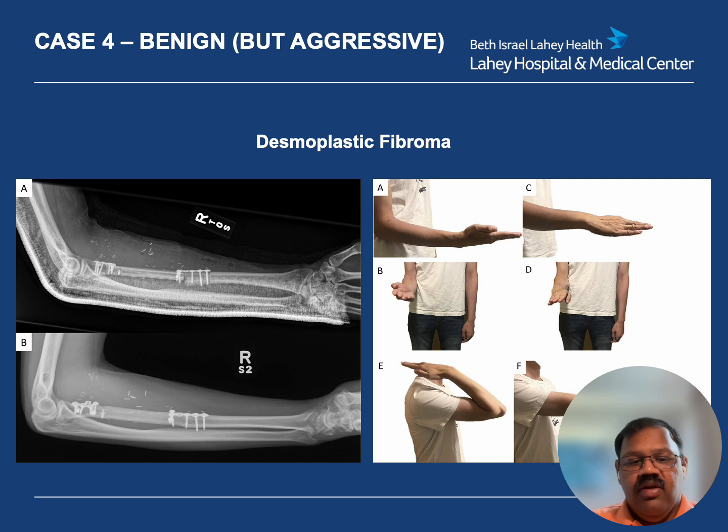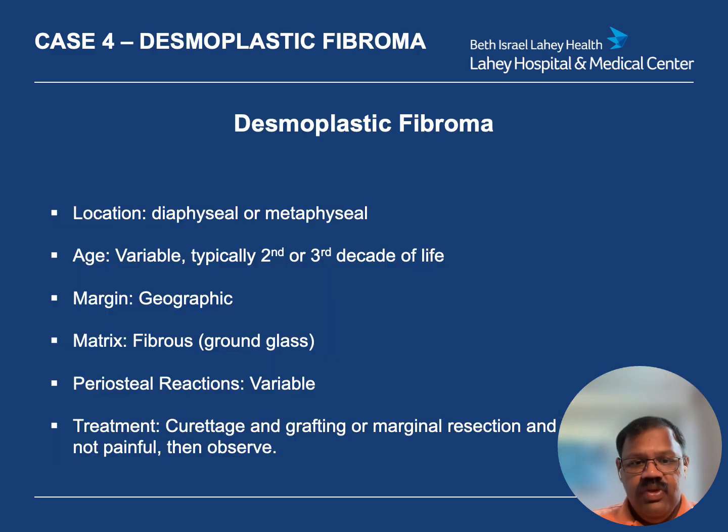He underwent resection and subsequent allograft reconstruction with a plate screw construct, as you can see here, and ultimately had a good functional result. So desmoplastic fibromas can be diaphyseal or metaphyseal in location. They present at a variable age, but typically in the second or third decade of life. So usually late teens to 20s, sometimes into the 30s.